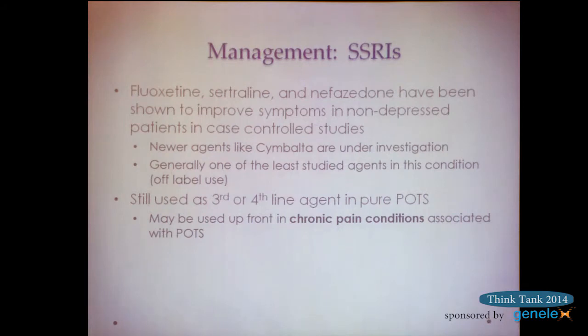Newer agents like Cymbalta are under investigation. They also have effects on chronic pain. So a lot of patients are taking Cymbalta to deal with neuropathic pain in other areas, as well as deal with their POTS. And it's generally one of the least studied agents in this condition, and it is an off-label use still. So like I said, it's still used as about a third-line agent in pure POTS, but in chronic pain conditions, it may be used sooner, and some patients are already on them by the time I see them in clinic.